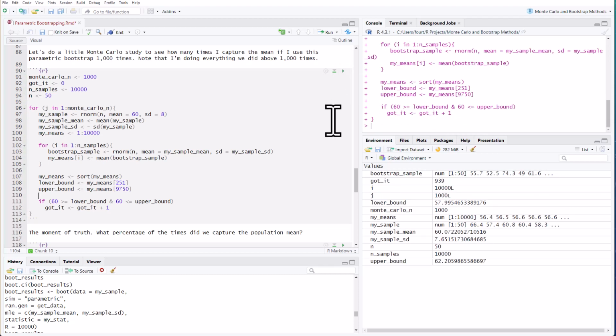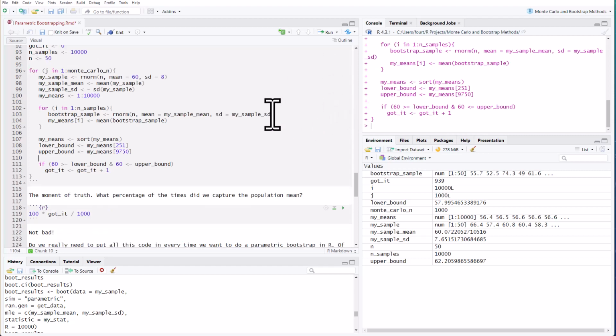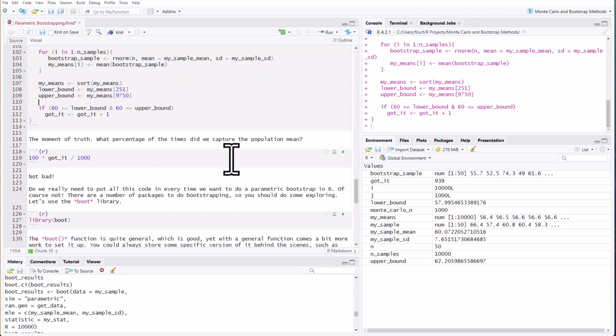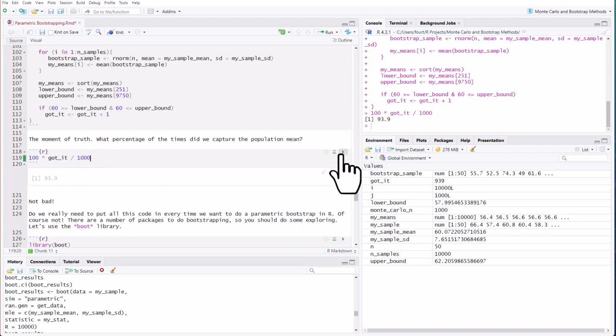Okay, I'm back. I'm the one that was away. You're still here in this video, and hardly any time has passed for you. But several minutes went by for me in order to do this, and now it's the moment of truth. What percentage of the times did we capture the population mean? So I'm taking got it, dividing by 1,000, because I did 1,000 Monte Carlo simulations, times 100 to get a percent. It is about 94%, not bad. We had a 95% confidence interval and we're off by 1 percentage point, not bad at all.